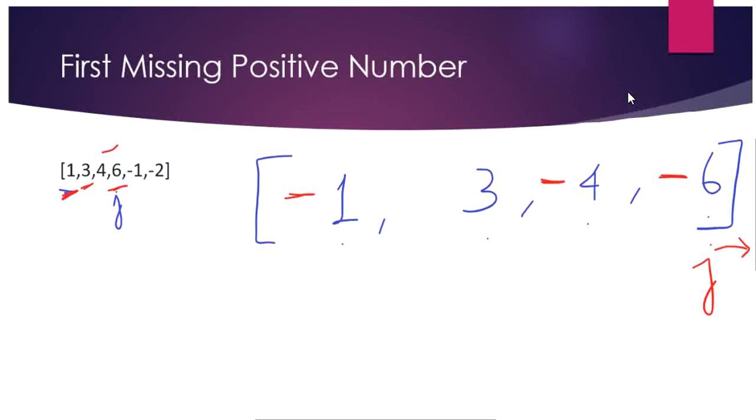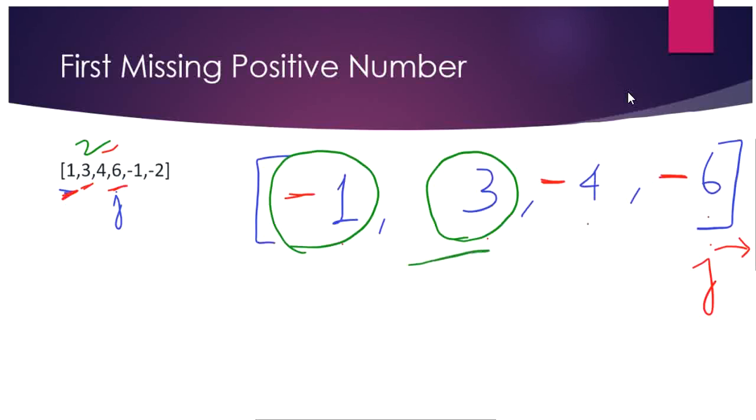And if you start iterating again, the first index is negative. In this case, the number 1 exists. The second index is positive, so we find that the number 2 doesn't exist. Because if the number 2 was there in the array, we would have set that index to a negative value. We did not set the index to a negative value, which means we don't have a 2 in our array, so that is going to be our first missing positive number.